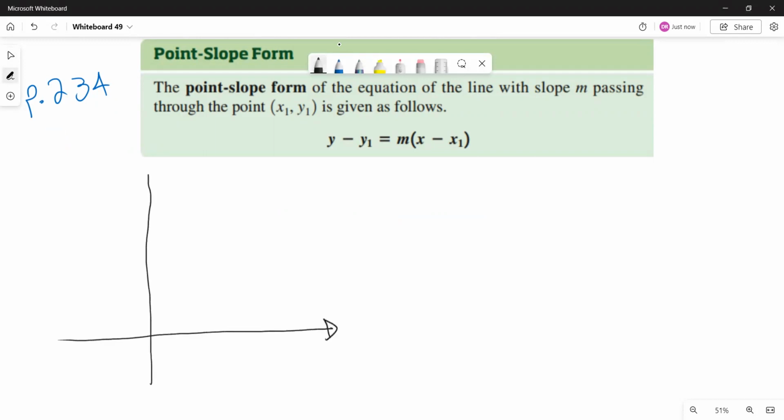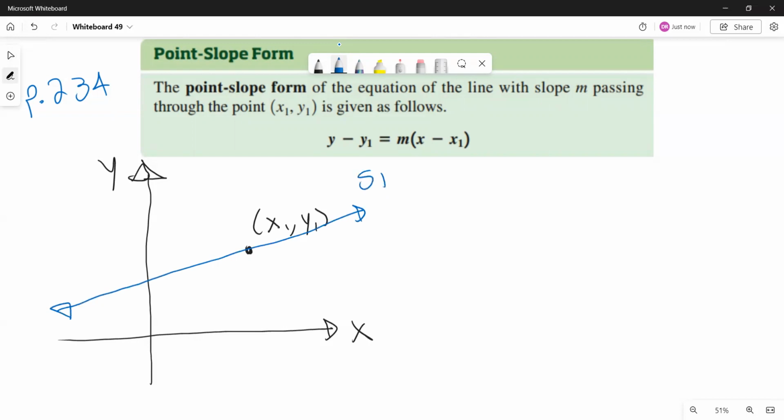So now let's suppose that the line passes through any point x, y, or x1, y1. So you have the equation of this line. That line has slope m, and x, y is any point.